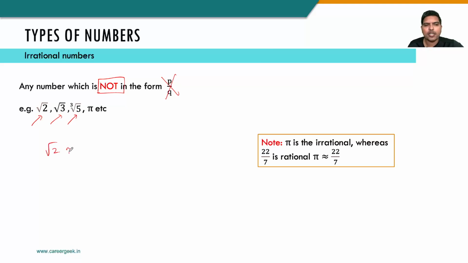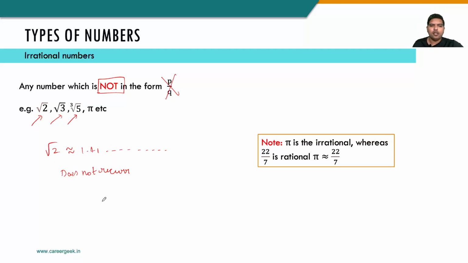Square root of 2 is approximately 1.41 something. Now this does not stop, this does not recur, because if it recurs, we have seen that it has to be a rational number. So what is irrational? Something which cannot be of the form p by q and something which does not recur.